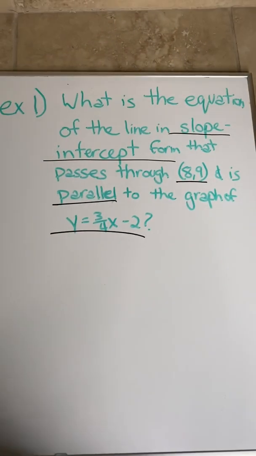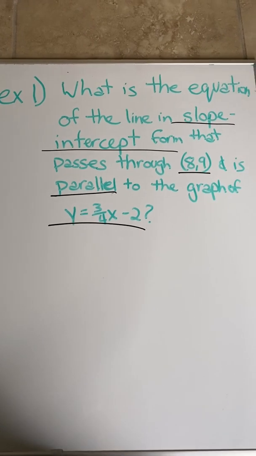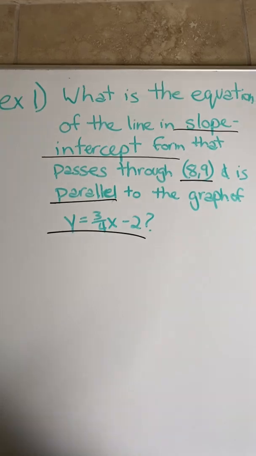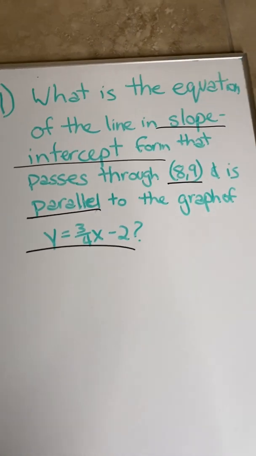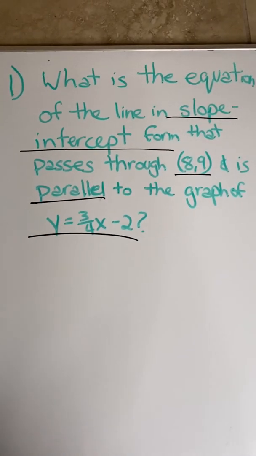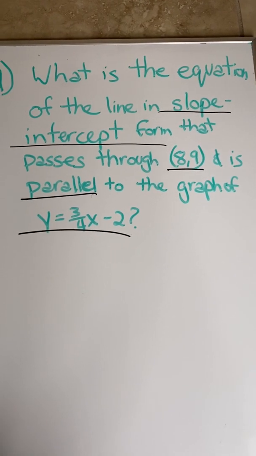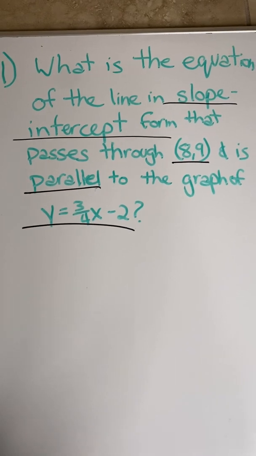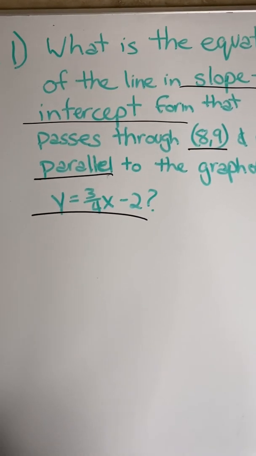So this one says, what is the equation of a line in slope-intercept form that passes through 8, 9, and is parallel to the graph of y equals positive 3/4 x minus 2. Okay, so you might not want to write that whole thing down. That's okay, but you should write down slope-intercept form. You should write down the point 8, 9, and you should write down parallel, and y equals 3/4 x minus 2. Those are important pieces of the problem there.